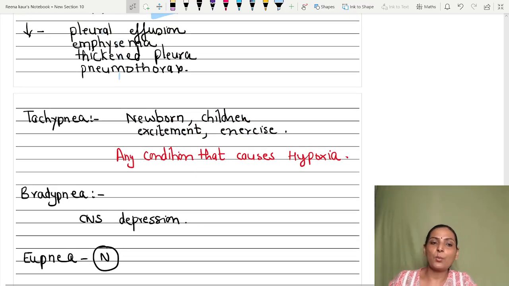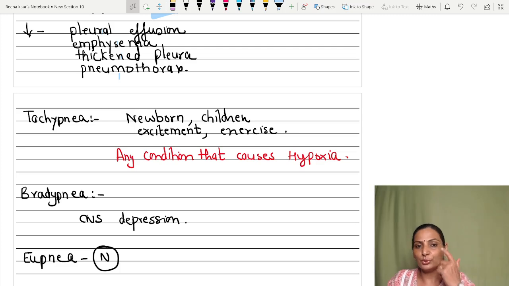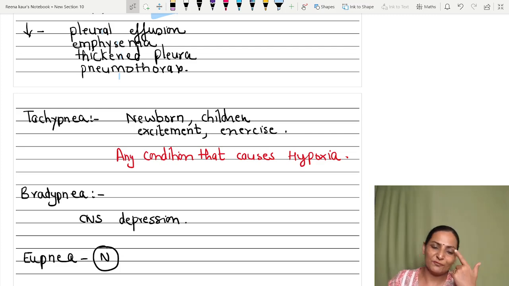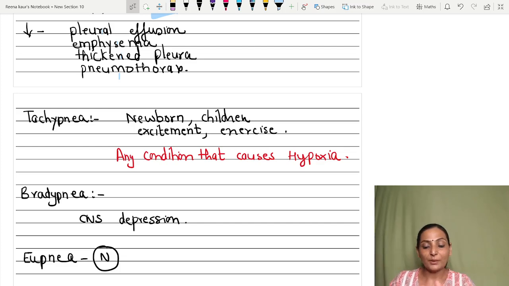If you are asked what will be the general examination that you will cover with RS, general examination pertaining to RS, always you will look for pallor. You will look for clubbing. Clubbing goes very importantly with this. So pallor, clubbing, cyanosis. You should not forget these when you are speaking about your respiratory system.